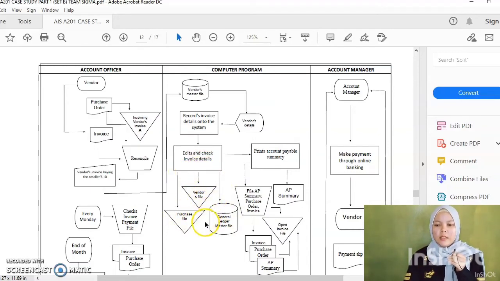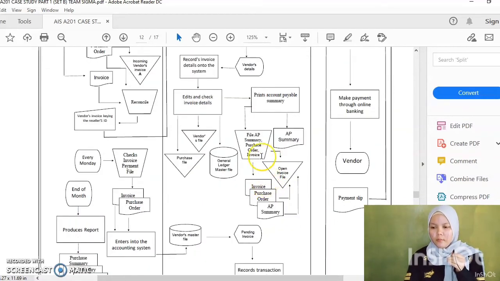And from edit and check invoice details, the computer program will print the account payable summary and file it into the account payable summary, purchase order, and invoice. From the filing of the account payable summary, purchase order, and invoice, it will sort them into the open invoice file, with the invoice, purchase order, and account payable summary all in the open invoice file.